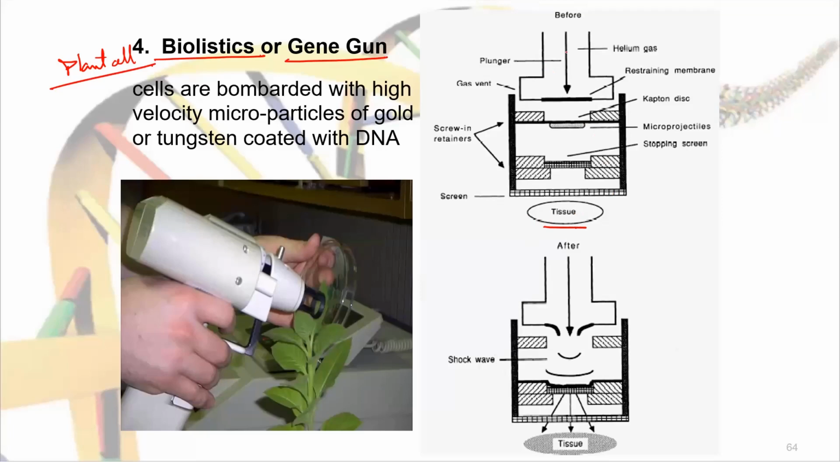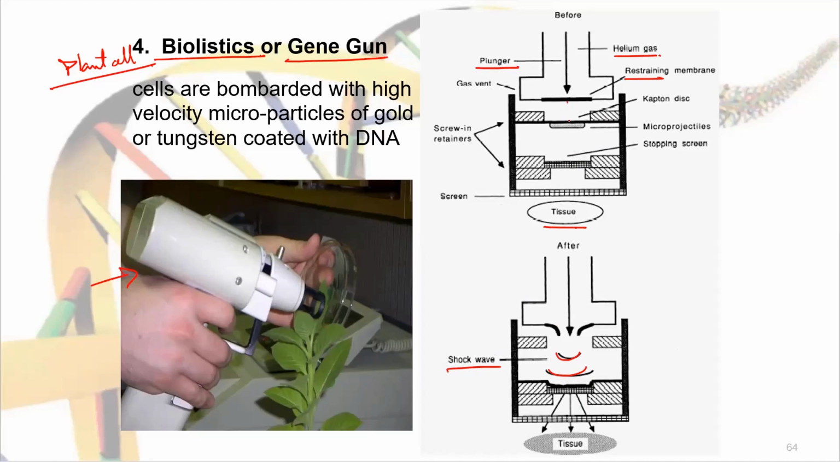You have the instrumentation in such a way that you have a plunger here. You can see the diagram. It literally looks like a gun. So this is the plunger of the gun. With the help of helium gas, pressure is produced, and this membrane, called the restraining membrane, will be ruptured, creating a vibration here. You can see these vibrations are created. Shock wave.